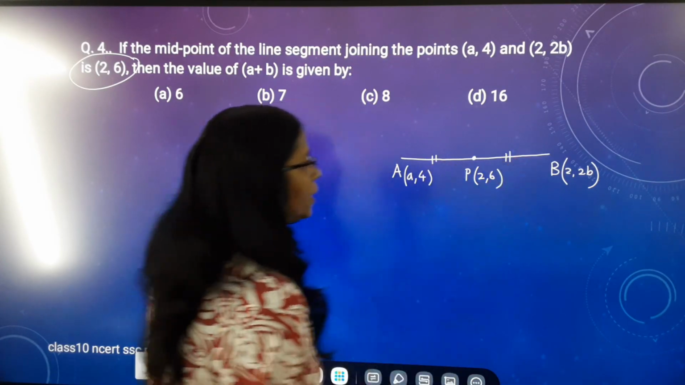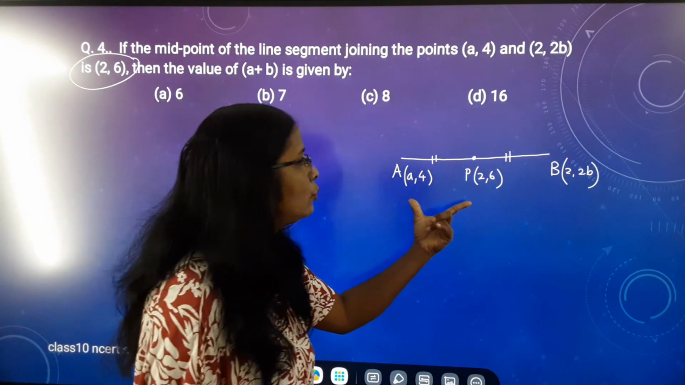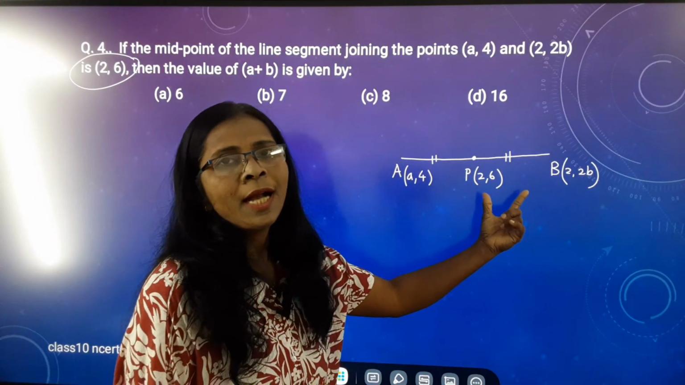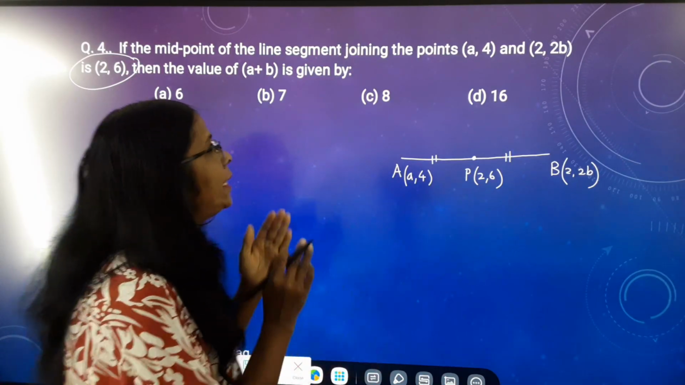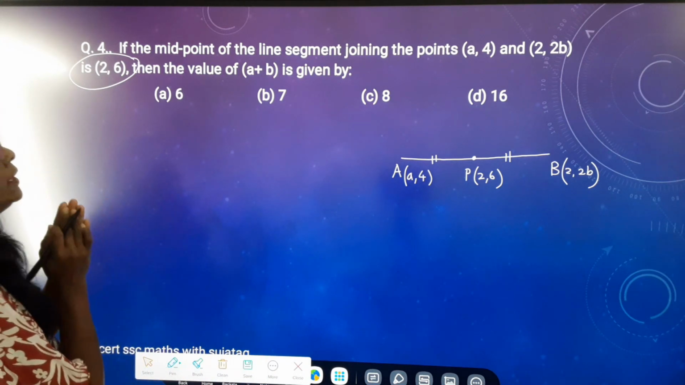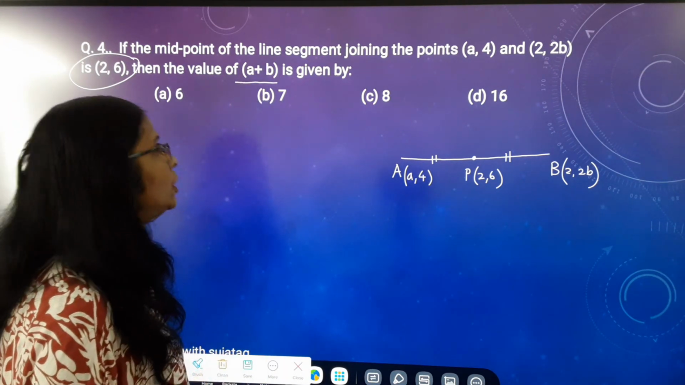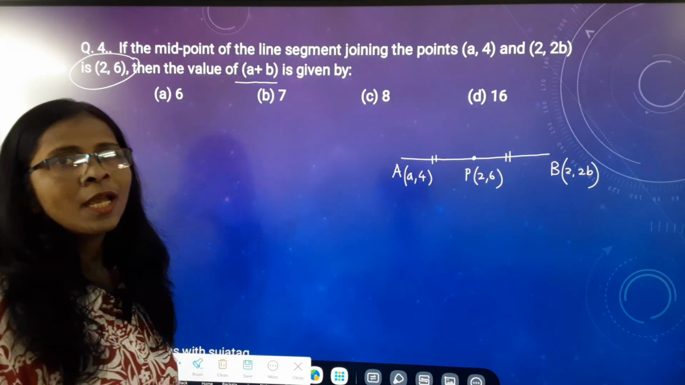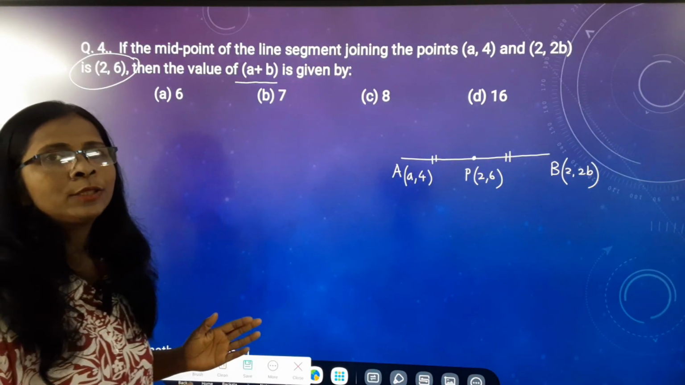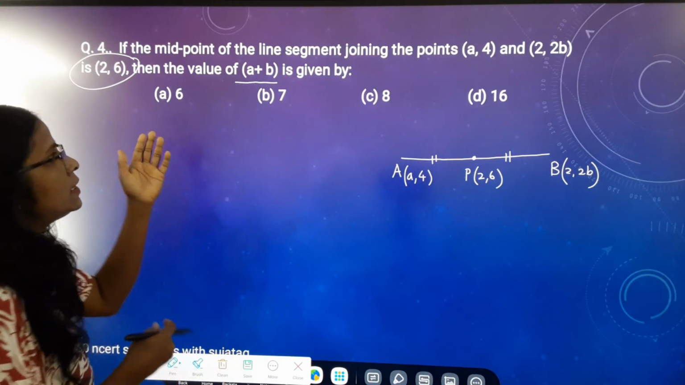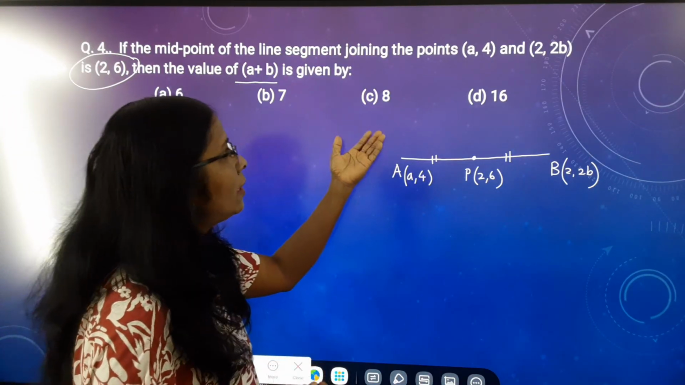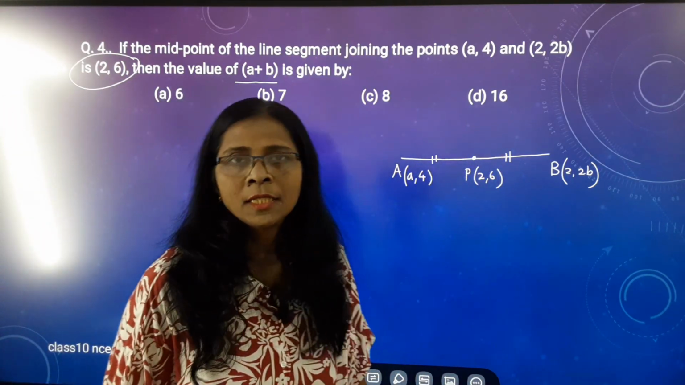Okay. So now the distance from A to P and the distance from P to B are equal, students. And here we have to find the value of a plus b. So let us find the value of a plus b. But before that, which are the options? The first option is 6, the second is 7, the third is 8, and the fourth is 16.